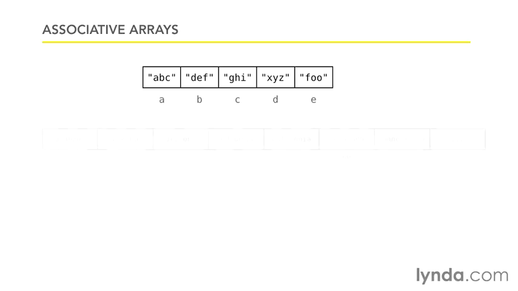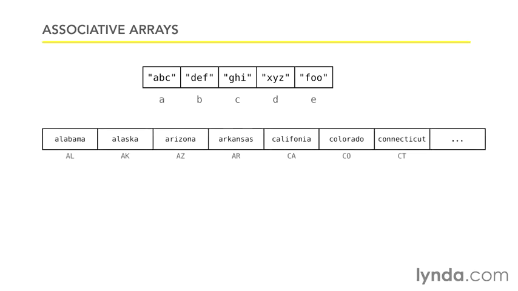Let's see an example. Say we have a list of states. It might be very useful to have this collection, but using the abbreviation for these states. So instead of going up 0, 1, 2, we'll use AL, AK, AZ. Now this kind of an array can be created in many languages, and it goes by quite a few different names. Generally, it's called an associative array, but some languages call this a dictionary, or a map, or a table. There are even a few more names to it.